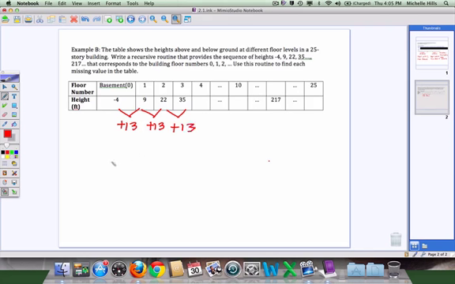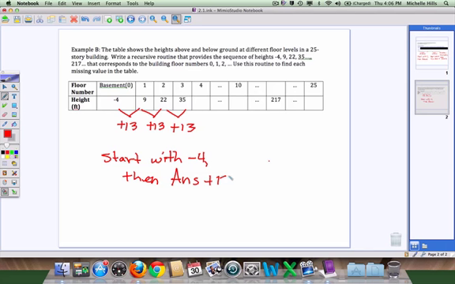So my recursive routine is going to say start with -4, because I always, again, have to say where I start. Then my rule is going to be take the previous answer and add 13 to it.